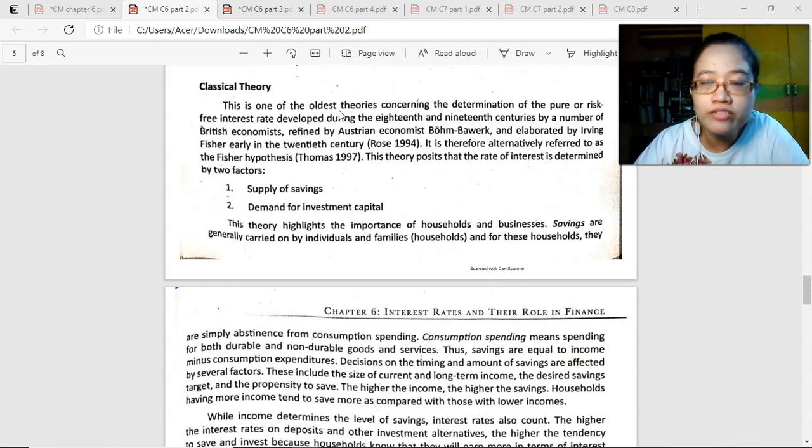Classical theory. It is one of the oldest theories concerning the determination of the pure or risk-free interest rate, developed during the 18th and 19th centuries by a number of British economists, refined by Austrian economists such as Böhm-Bawerk, and elaborated by Irving Fisher early in the 20th century. It is therefore alternatively referred to as the Fisher hypothesis. This theory posits that the rate of interest is determined by two factors: the supply of savings and the demand for investment capital.